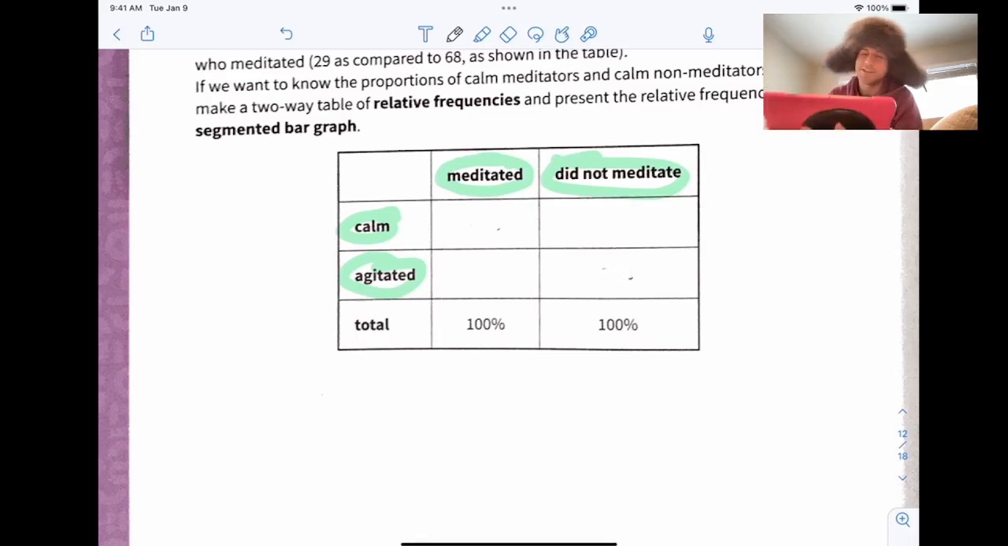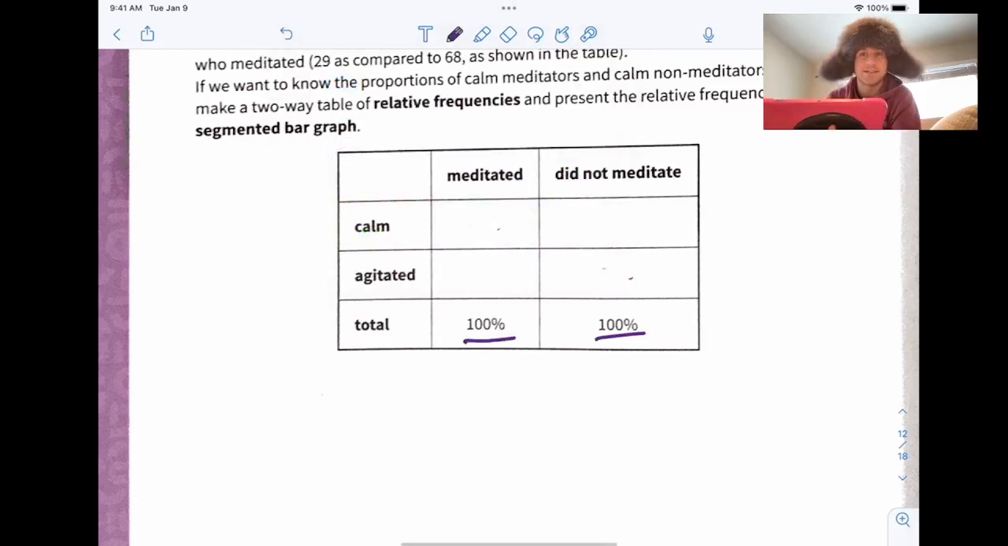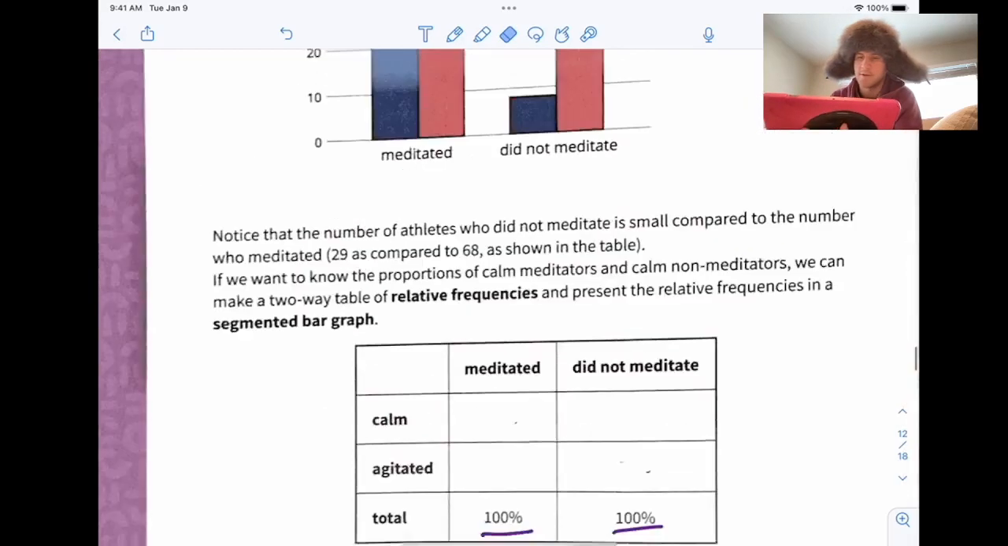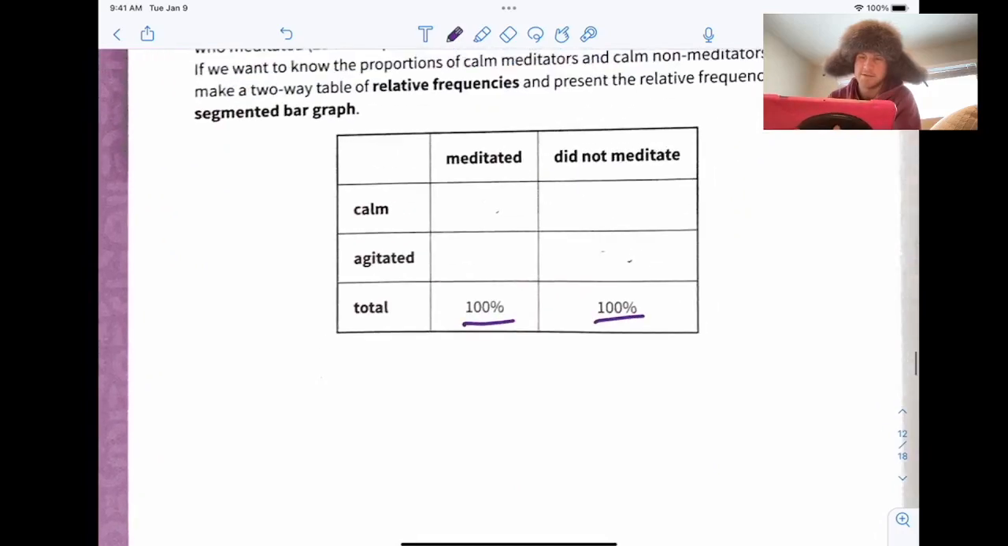So check this out. You see how down here we've got 100% at the bottom of the columns? Those are our column totals. If we had 100% here, we'd be using the row totals. Row totals are the totals at the end of the row. Our column totals are the totals at the bottom of the columns. So for this relative frequency table, we're using the column totals.